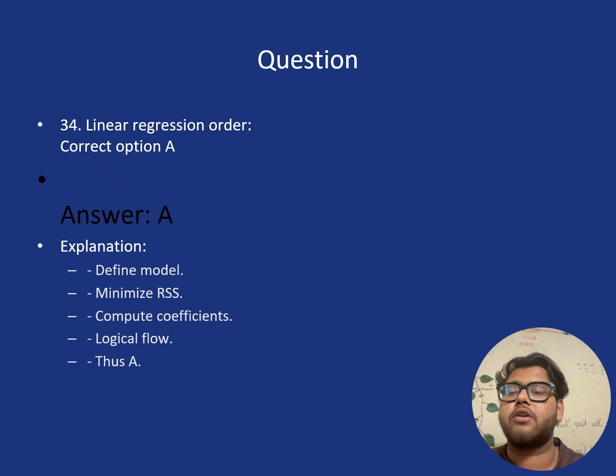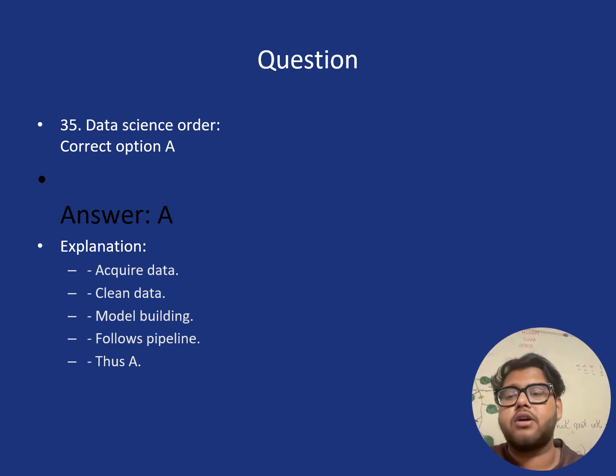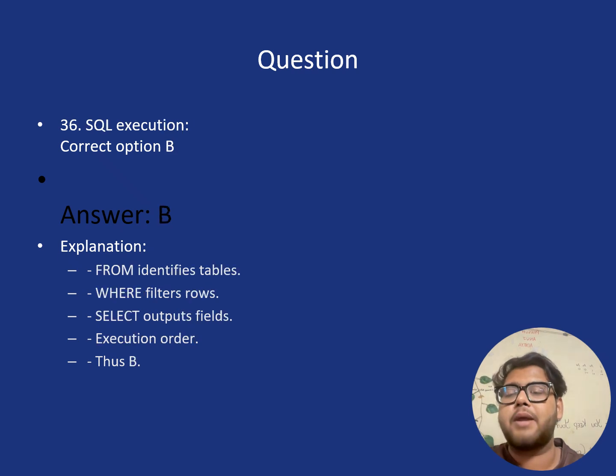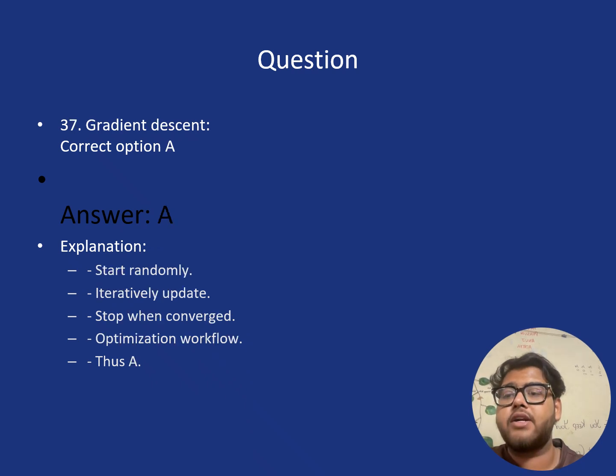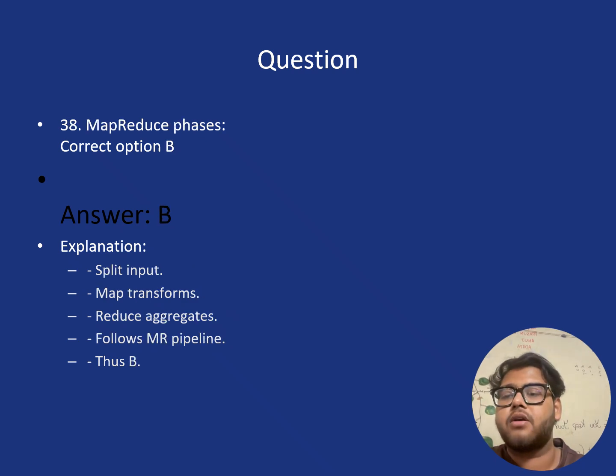Linear regression order. Question number 34. Define model, minimize RSS, compute coefficients, logic flow, thus A is the right answer. Data science order. Explanation: acquire data, clean data, model building follows pipeline. SQL execution: FROM identifies table, WHERE filters rows, SELECT outputs fields, execution order. Question number 37. Gradient descent. Start randomly, iteratively update, stop when converged, optimization workflow.